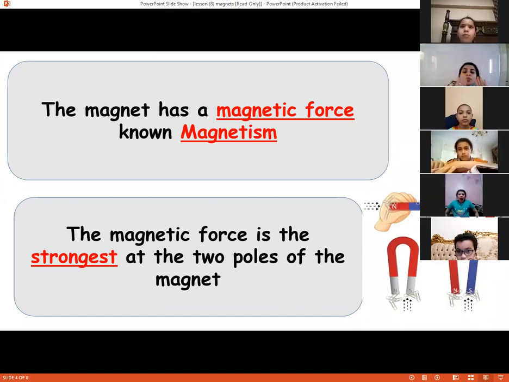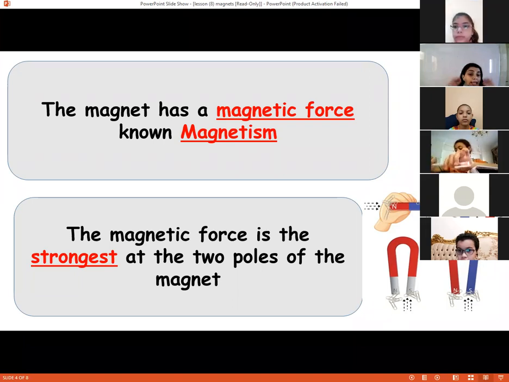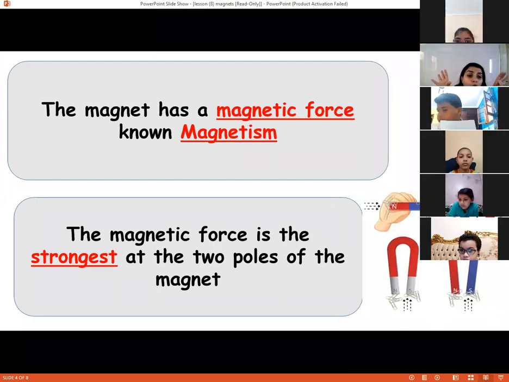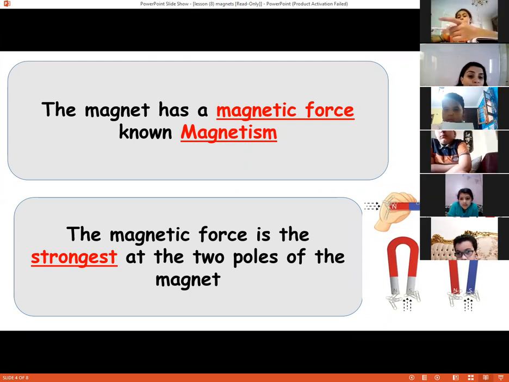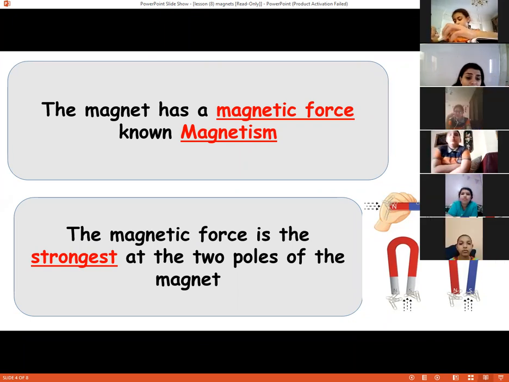Where in the magnet is it strongest? In the two poles or in the middle? In the two poles. You know the two poles, you remember? The north and south pole. North pole with south pole, Junior 3, has the most magnetism, the strongest magnetism. In the middle of the magnet, there is no magnetism, no attraction.